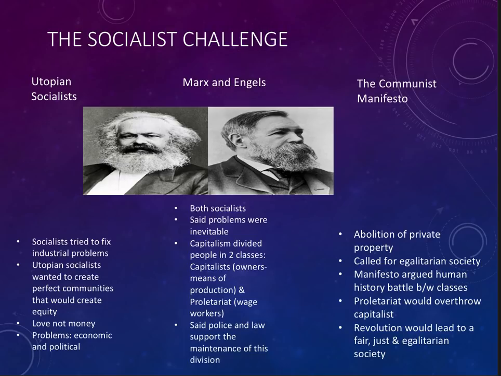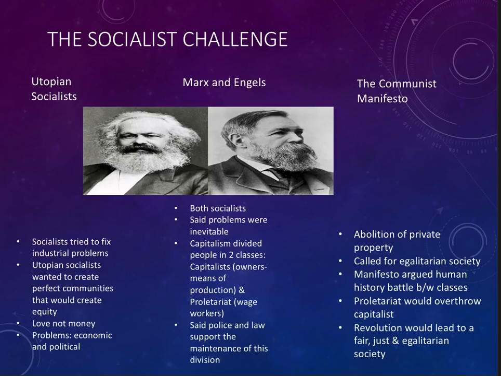The idea is that we live in this utopian society and everybody's going to participate and we're all going to be equal, and it was all about love, and it's not about money, and love is going to get us through. And the problem with that is that it is not realistic, and you're going to come into many economic and political problems. So the utopian socialists were not successful.